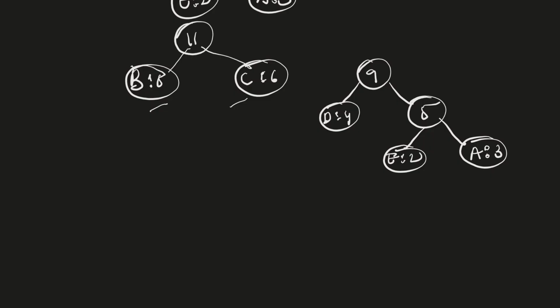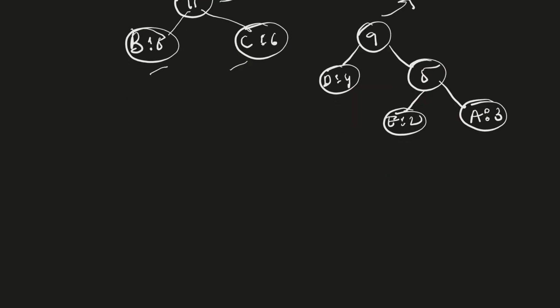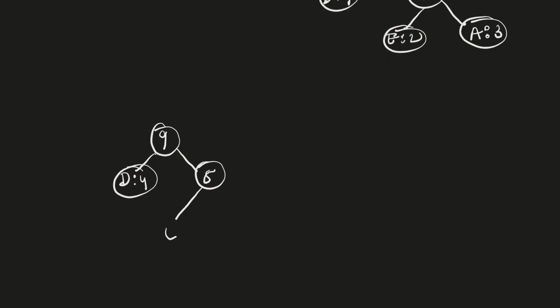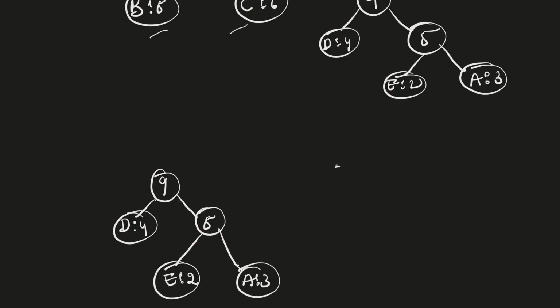Now the next time when you compare, you compare these two, this 9 and 11. When you compare these two, 9 is the smallest, so you will write 9 before. That is 9 with D 4, 5, then we have E 2, and then we have A as 3. So this is your 9 part, and the 11 is this.